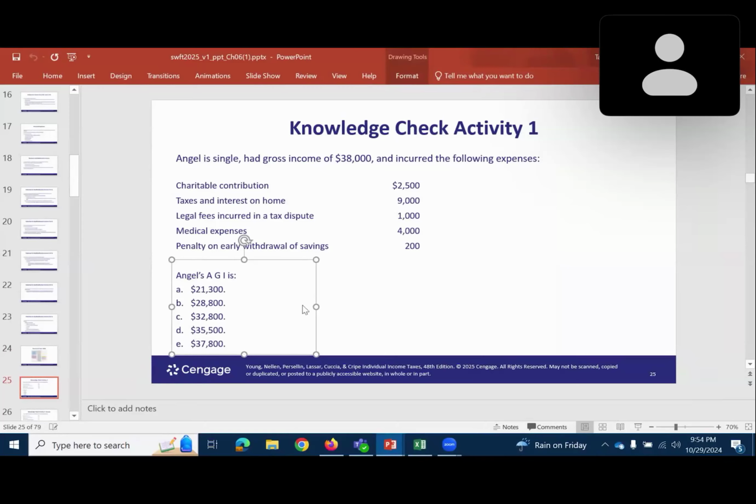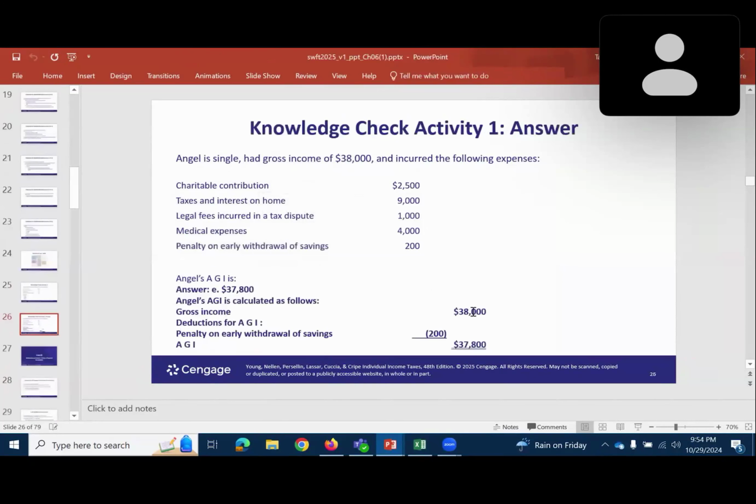All right, welcome back. So Angel had gross income of $38,000 and had the following expenses: charitable contribution of $20,500. We're asking for AGI. So they're asking you, what are the deductions for AGI? Charitable contributions are on my Schedule A. So that's from AGI. Taxes on my home, that's from AGI. Legal fees, from AGI. Medical expenses, from AGI. Penalty on early withdrawal, that's on your Schedule 1, that's for AGI. So it's the 38,000 minus the 200 is your 37,800.